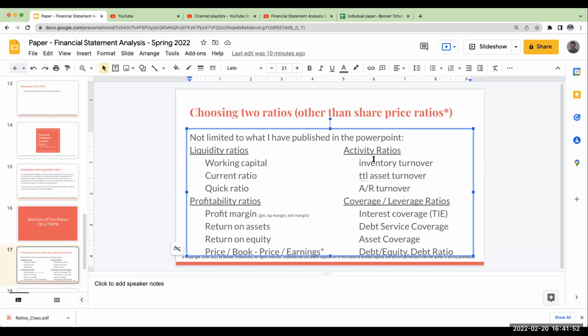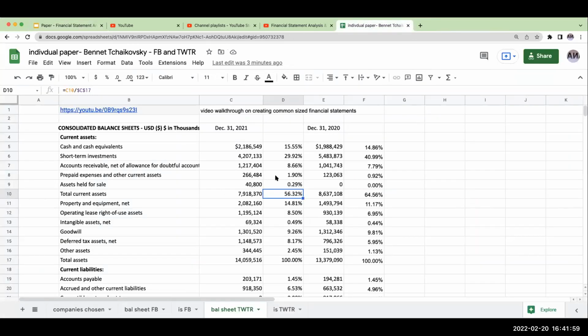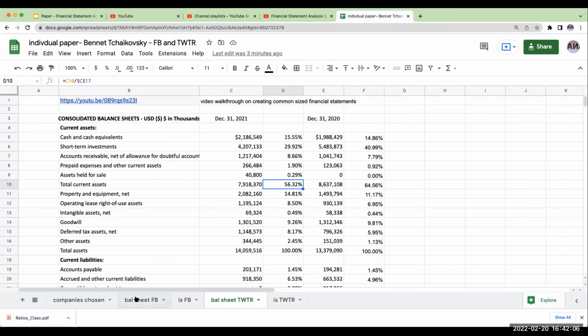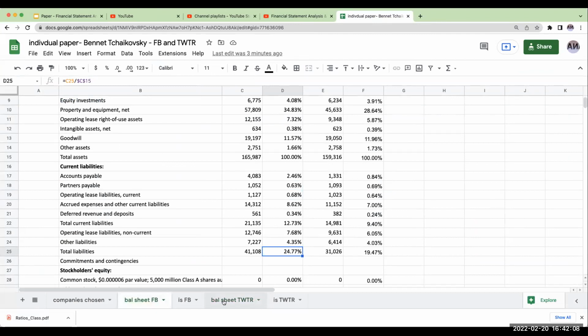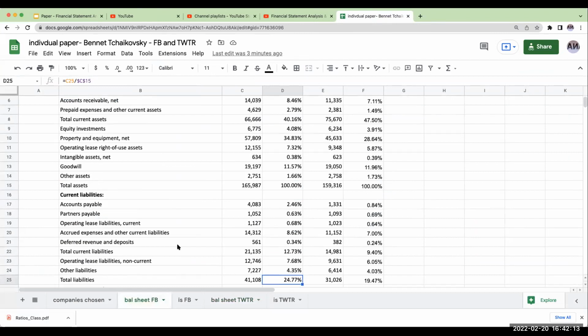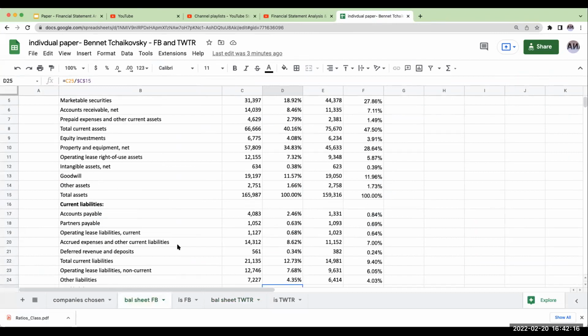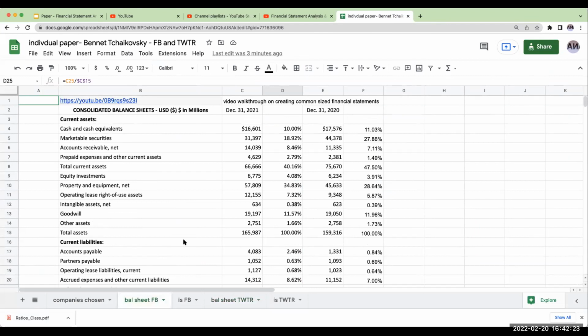For the activity ratios, I have inventory turnover here. As I look at this, do Twitter and Facebook have inventory? Well, they do in the form of our own personal information, but that's not something that's going to show up on the financial statements. So it sounds really creepy, but it's totally true. Inventory is not something that really seems to show up.